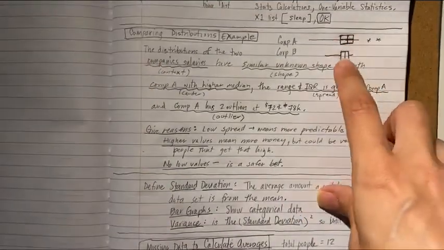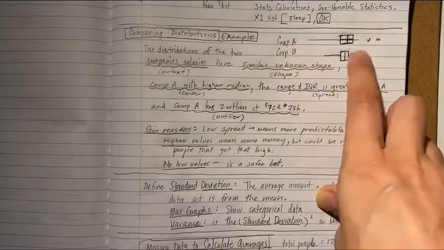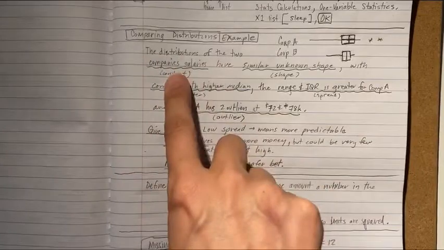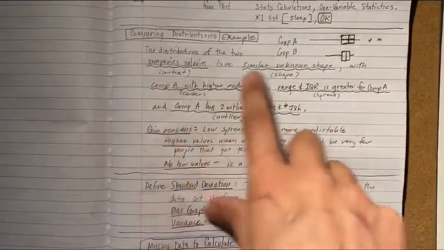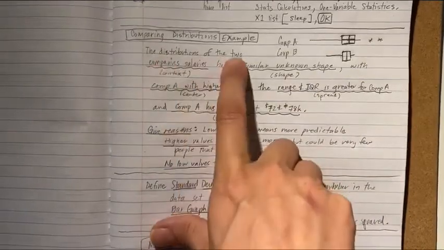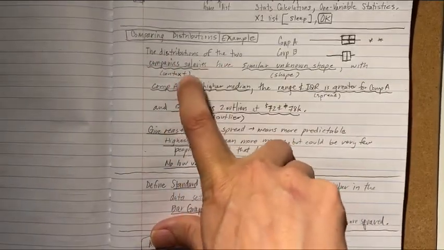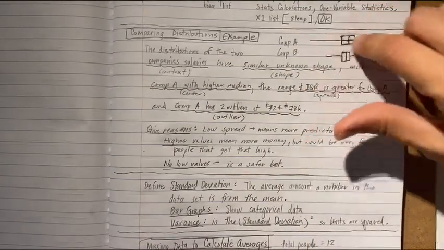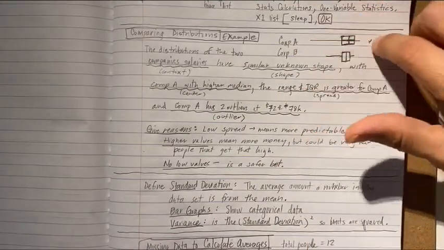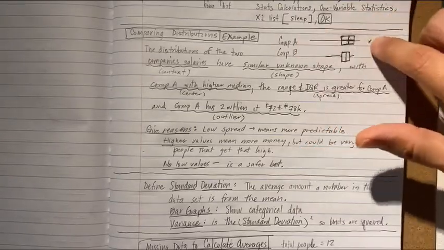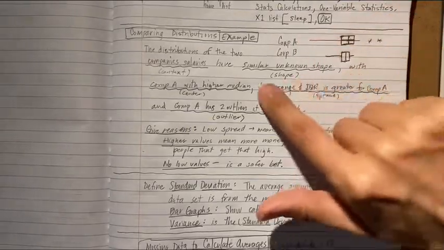So here I made a quick sketch of corporation A and B and their salaries. I got that out of my notes. And I would want each of these pieces: context, shape, center, spread, and outliers. So the distribution of the two companies is my context, have similar unknown shapes. So sometimes on box plots, I can't really tell the shape. It looks like it's not really skewed left or right because these outliers might skew it both ways.